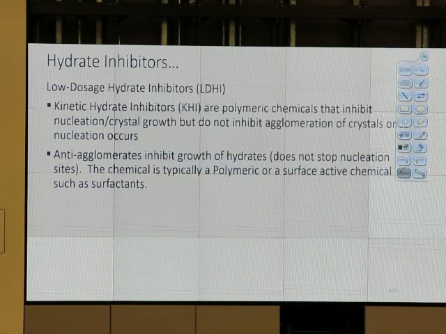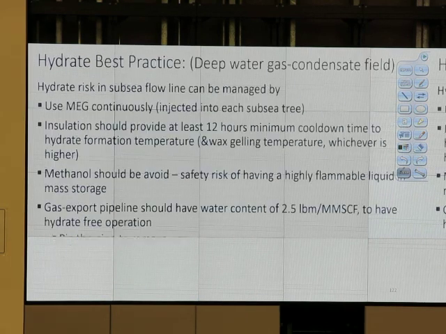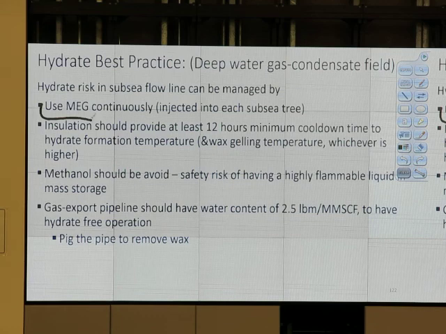What are those? Okay. MEG. Monoethylene glycol. That's a hydrate inhibitor.